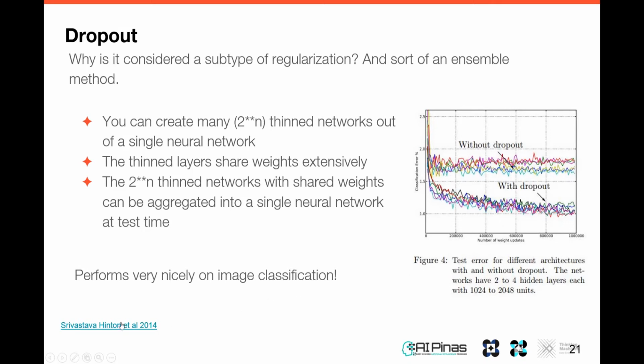We're pulling from this publication here. Without dropout, here is the classification error rate. With dropout, you get almost maybe a 0.75% improvement. And that's really significant at this level.